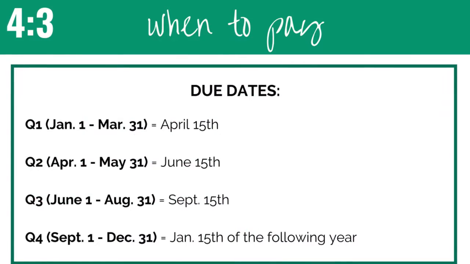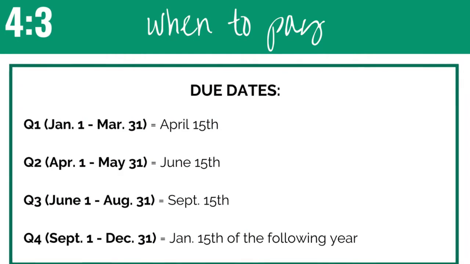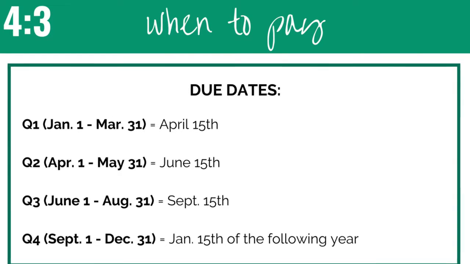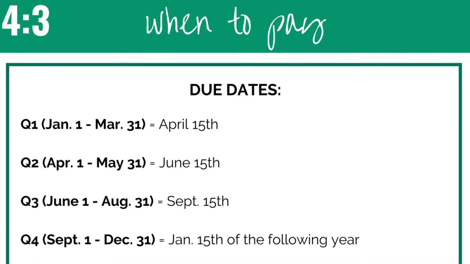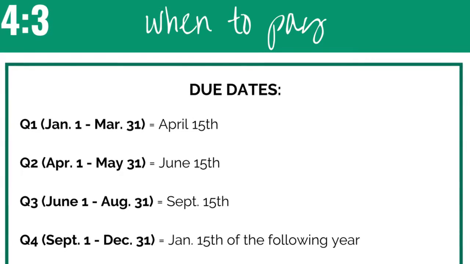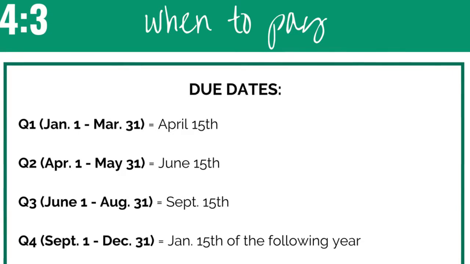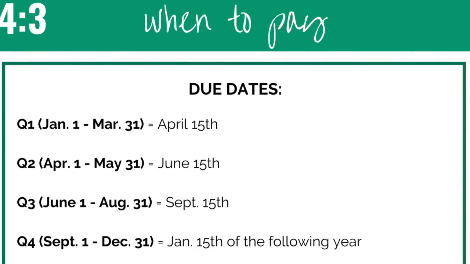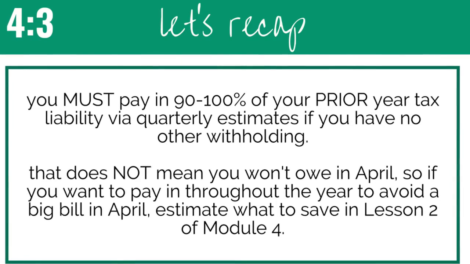Now that you figured out how much you need to be paying in, there are different due dates for the quarterly estimated tax payments. So for the first quarter, the first payment is due April 15th, for the second quarter, June 15th, September 15th, and then January 15th of the following year. So make sure to put these on your calendar starting January 1, 2019, so that you don't miss out on these due dates. Okay, let's recap really quickly.